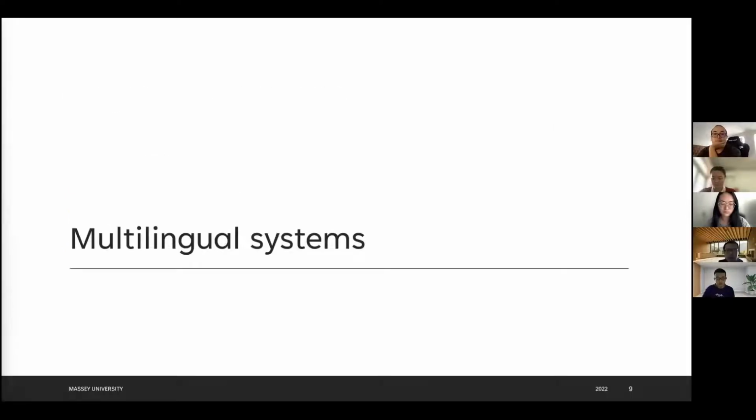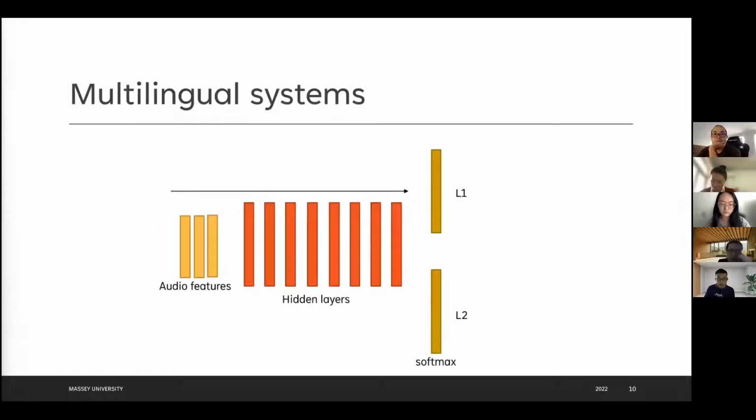The first kind of systems are multilingual systems. As the name suggests, these systems have a very interesting idea: they train the model on multiple languages. So more than one language is used for training a system. We have audio features, and then we have hidden layers. Each language shares the hidden layers, and they have their independent output layers, which is called the softmax layer.